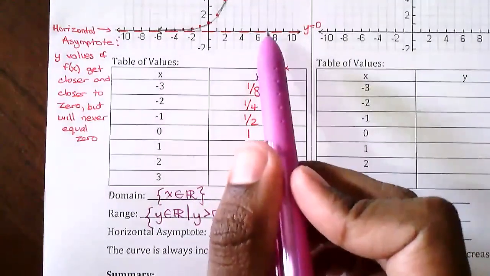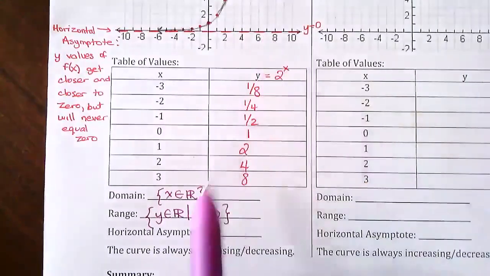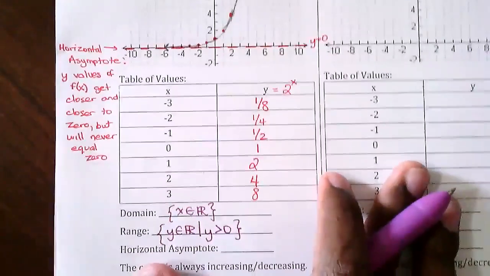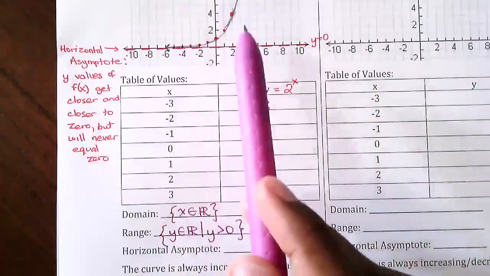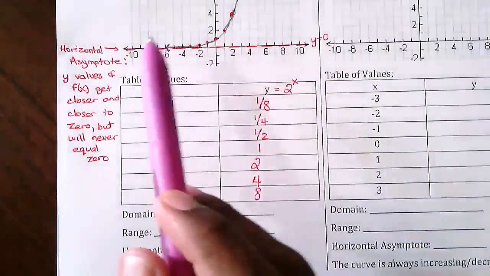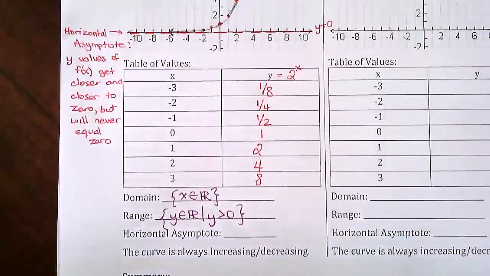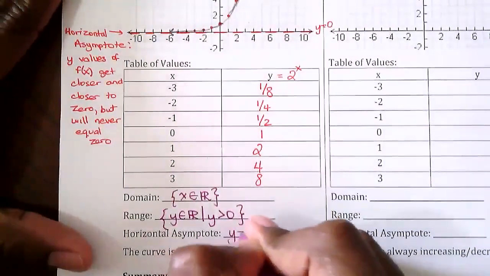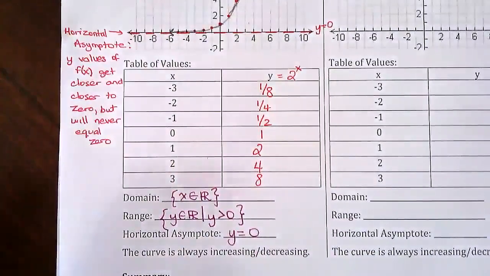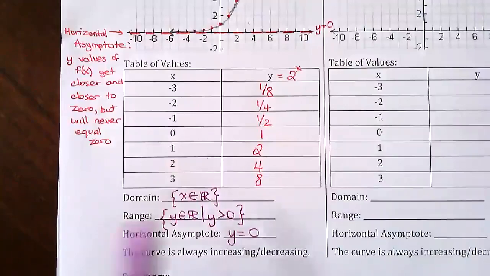That's what the horizontal asymptote tells us. It says we can get close enough to 0, but never 0. But we see that all the points are above the x-axis, which is why it's greater than 0. We have this horizontal asymptote. The horizontal asymptote is a horizontal line. We know horizontal lines, their equation are written as y is equal to something. In this case, the asymptote was at y is equal to 0. And the curve is always increasing or decreasing.